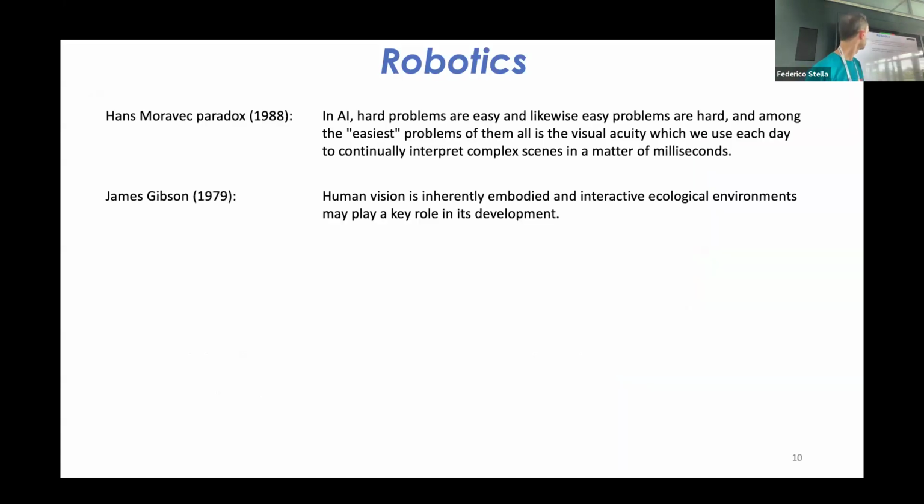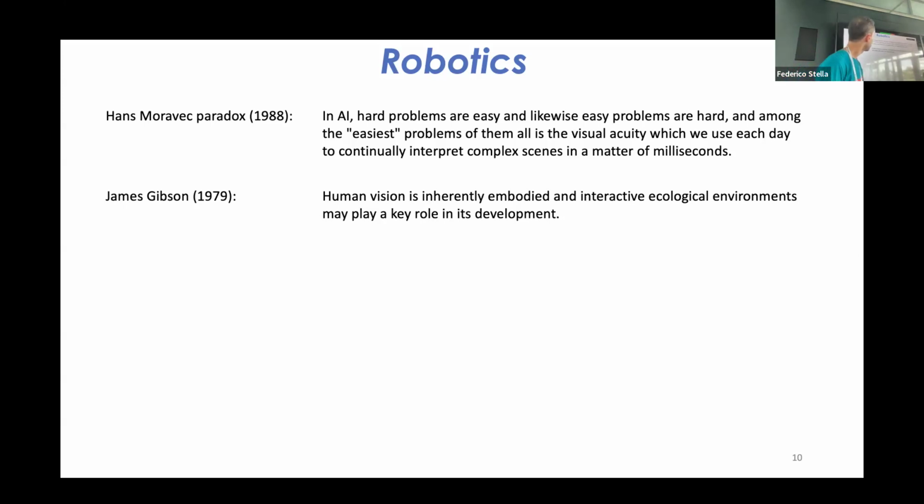Yeah, two cool quotes from Moravec and Gibson. So in AI, hard problems for humans are easy for machines. And likewise, easy problems for humans are hard for machines. And among the easiest problems of them all is visual acuity, which we use each day to continually interpret complex scenes in a matter of milliseconds. So, I mean, I guess it speaks for itself.